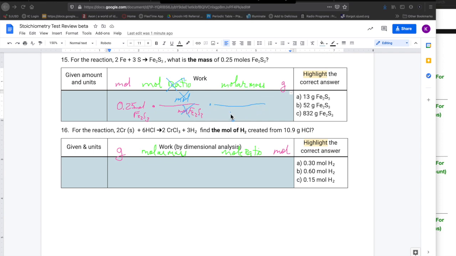So I'll put moles of Fe2S3 on the bottom, and I'll put my grams of Fe2S3 on top. Really should have added these together before we started, but it's like 56 times 2 is, we're going to say 111, plus 32 times 3 is 96.